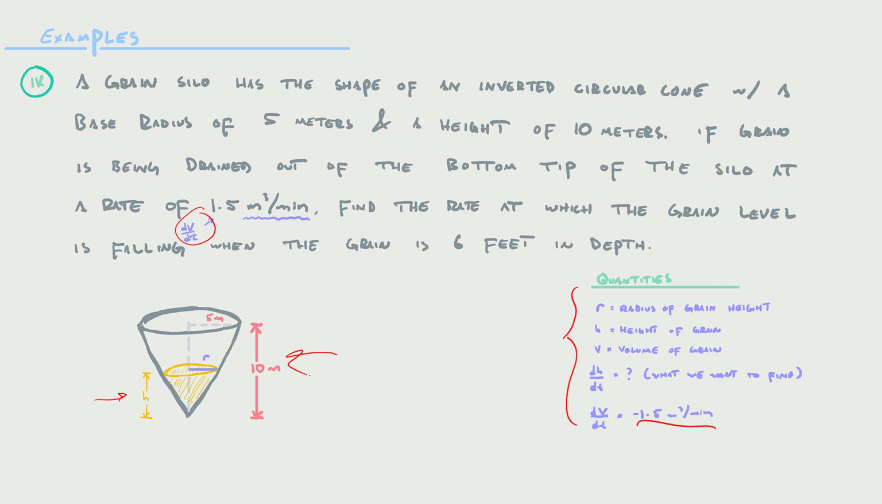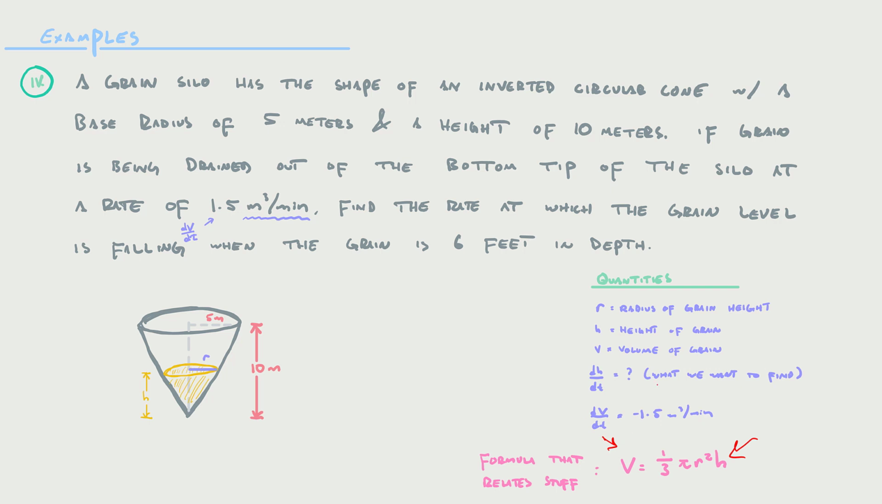We're trying to find dh dt. Right, find the rate at which the grain level is falling. That's a height. How is the height changing per minute? And we know dV dt is negative 1.5 cubic meters per minute. So when we go to set up the equation that relates all this stuff, I'm just going to use the volume of a cone, which is 1/3 pi r squared times h. It relates the height, which is what we want to find, to the volume, and that's good because we know what dV dt is.